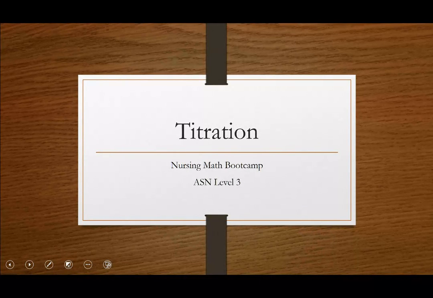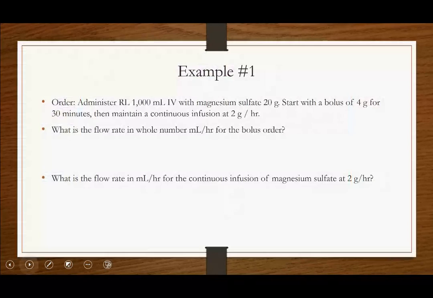Let's look at some titration examples. Example number 1. We're given an order to administer Ringer's solution, 1,000 milliliters IV with magnesium sulfate 20 grams. We're asked to start with a bolus of 4 grams for 30 minutes, then maintain a continuous infusion at 2 grams per hour. We're asked first, what is the flow rate for the bolus in terms of the whole number milliliter per hour? Our desired unit then is that rate of milliliters per hour.